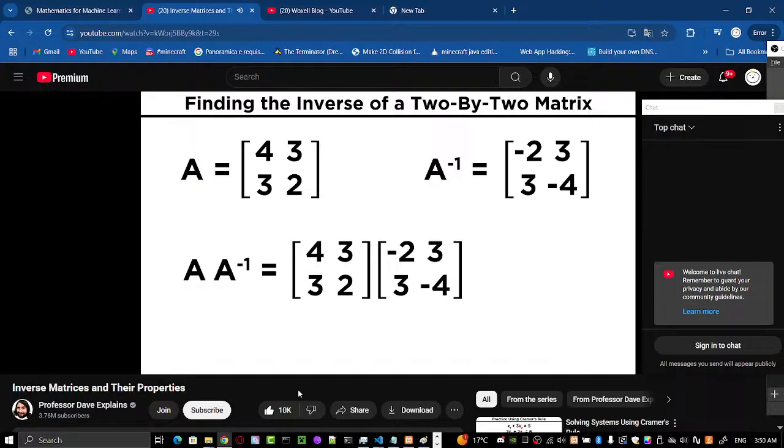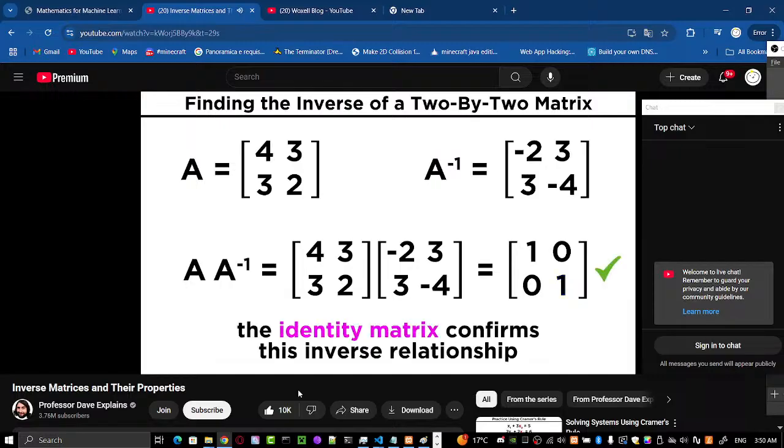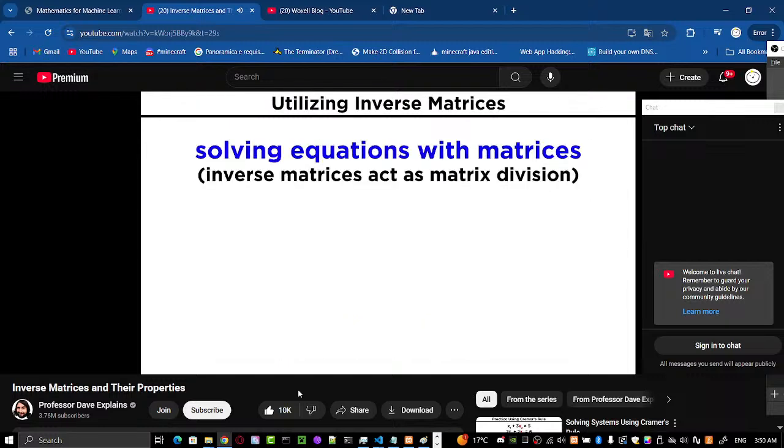Just to make sure this worked, let's multiply them together and see what we get. We do get the identity matrix, so we know our answer was correct. So what do we need inverse matrices for? Well, as we said earlier, there is no such thing as matrix division, so we can use this technique to solve equations with matrices where division would be necessary from an algebraic standpoint.